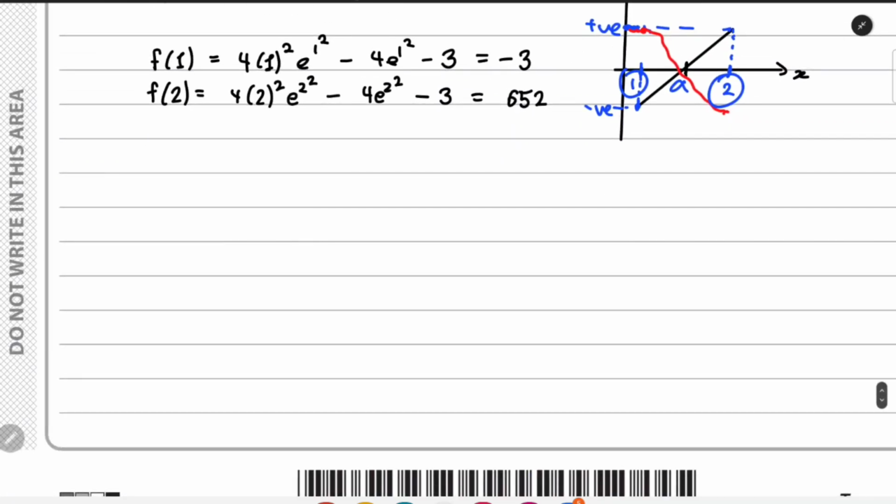So we can say that since the signs are different, one is negative and one is positive, we can be sure that alpha lies between 1 and 2. We also have to state that the curve is continuous in this interval.